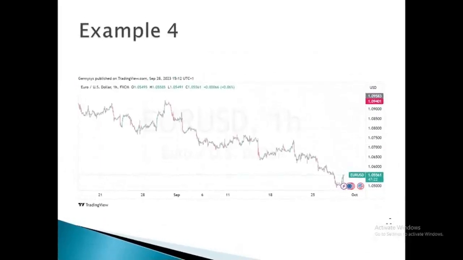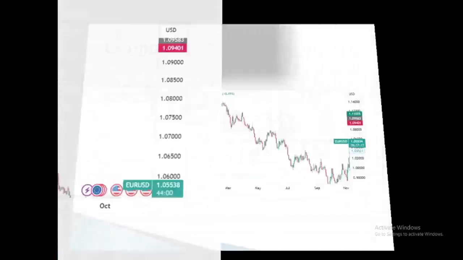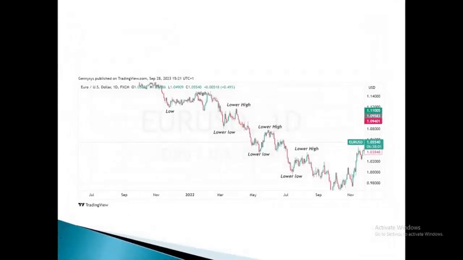Now, what do we have here? A downtrend. We have lower highs and lower lows being formed by the charts. Price is making lower highs and lower lows, right? Next example, another downtrend. Price is making lower highs and lower lows.